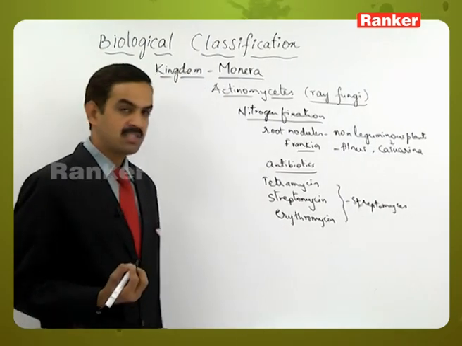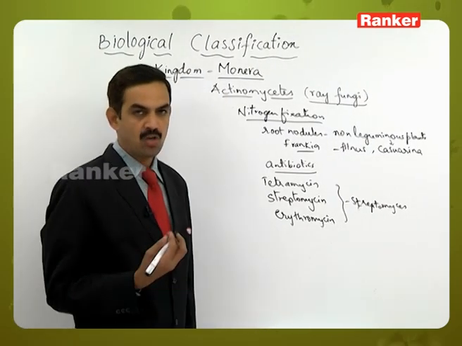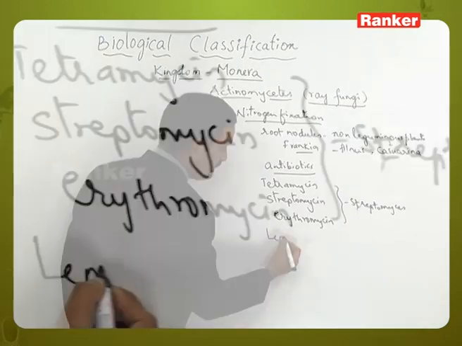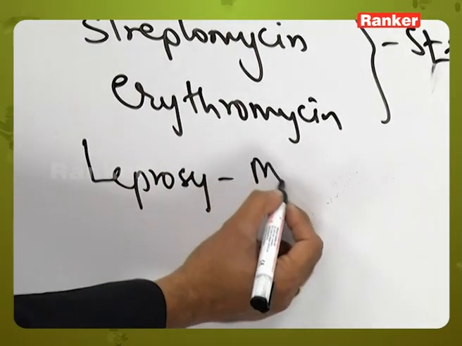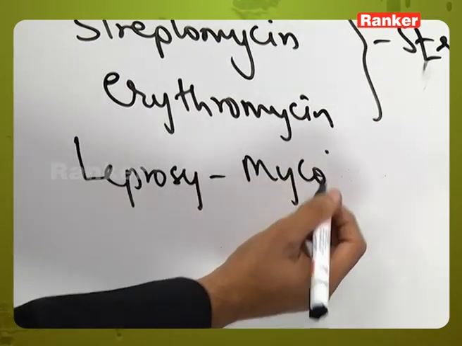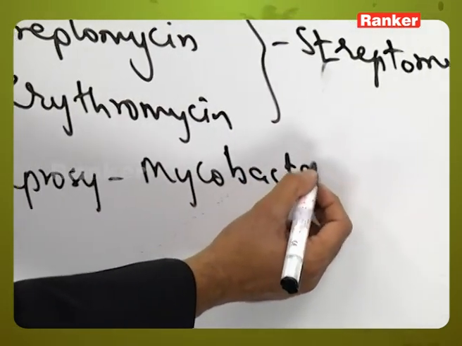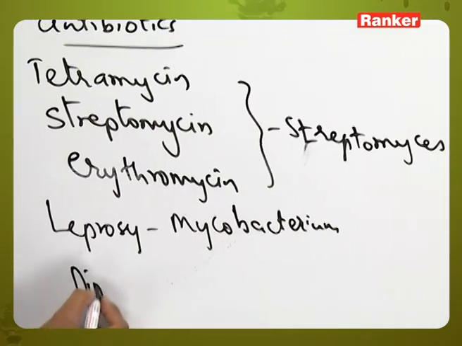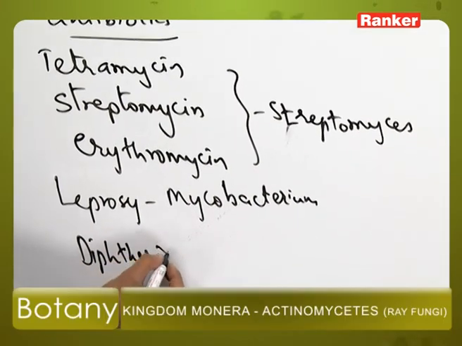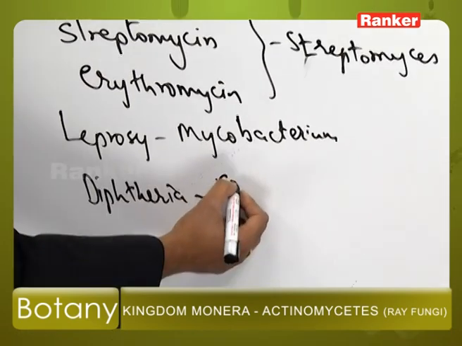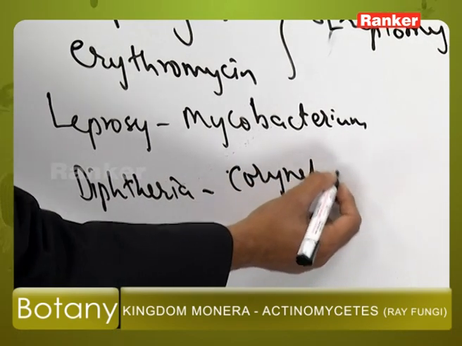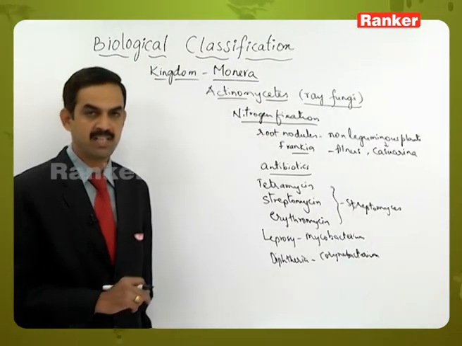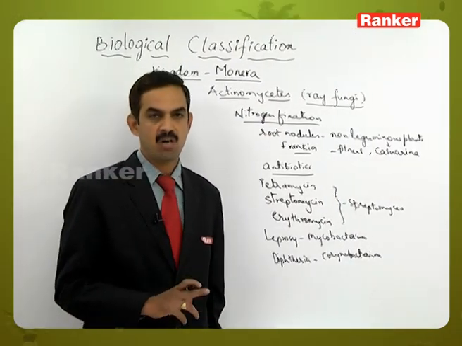At the same time, some of them cause damage or diseases in some organisms, like leprosy, which is caused by Mycobacterium, and diphtheria, which is caused by Corynebacterium. So these are some of the examples where they cause damage to living organisms also.